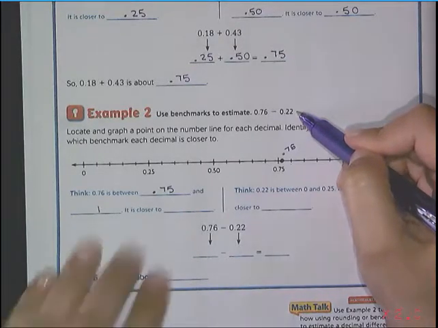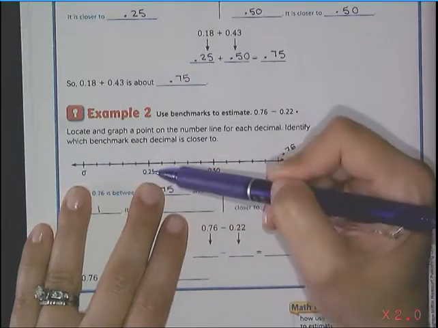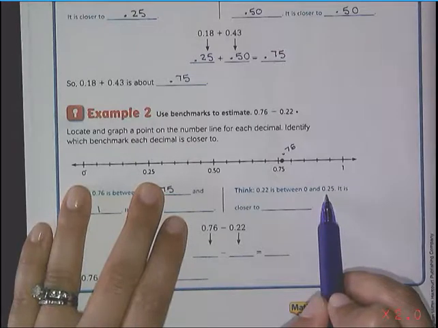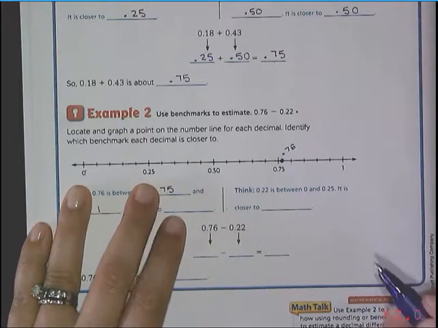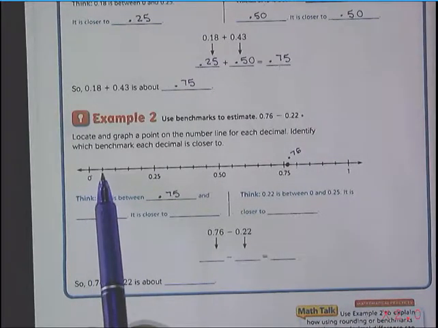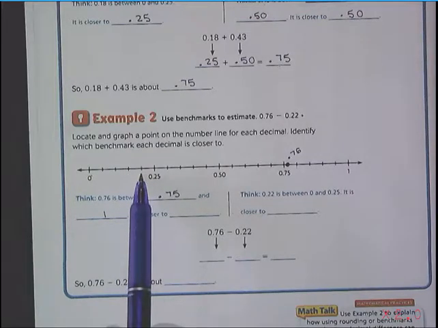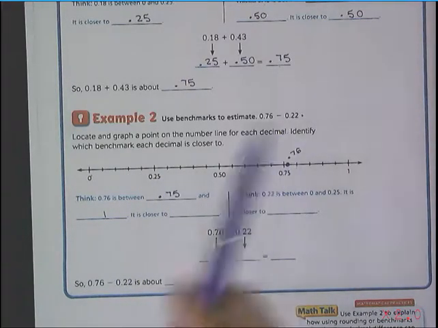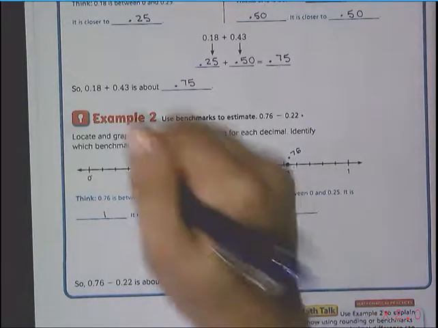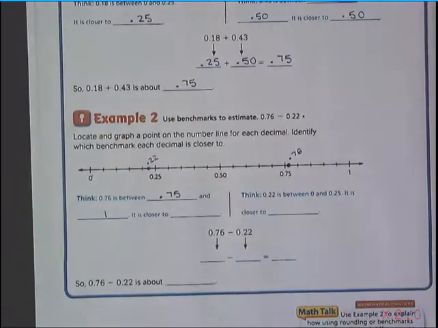0.22 is between 0 and 0.25. Right? It's more than 0, less than 0.25. This confirms that I'm right. So let me graph this. Again, I know they're in increments of 5, so 0.05, 0.10, 0.15, 0.20, 0.25. Well, 0.22 is going to be between 0.20 and 0.25. It'll be almost right in the middle. Okay.